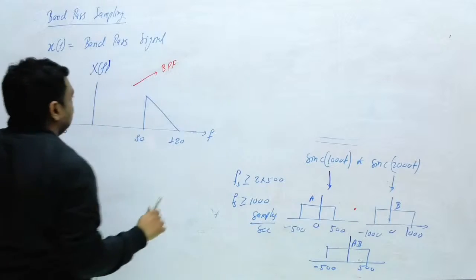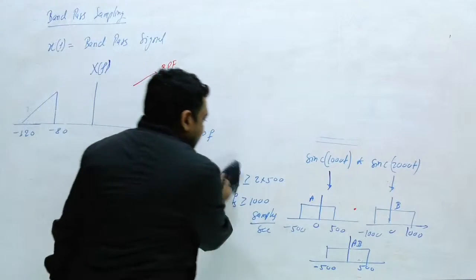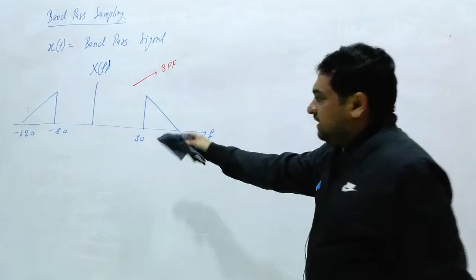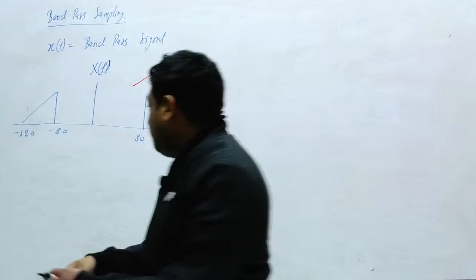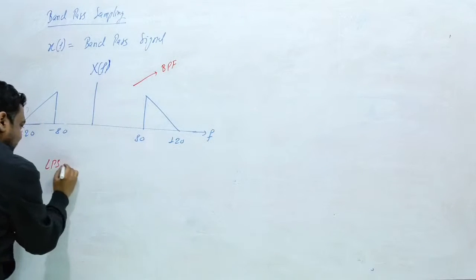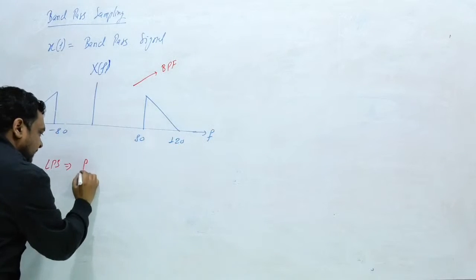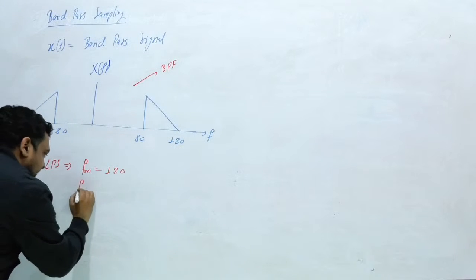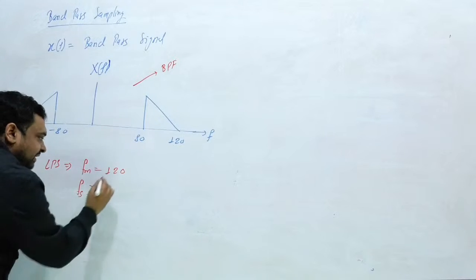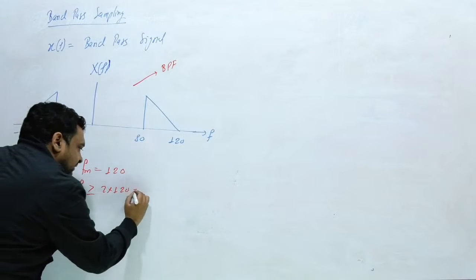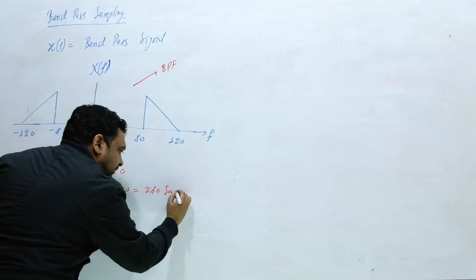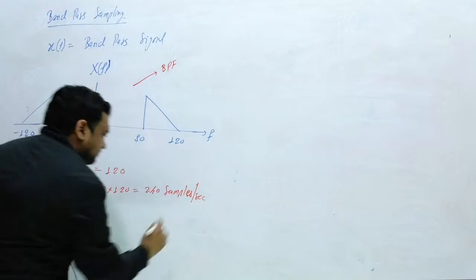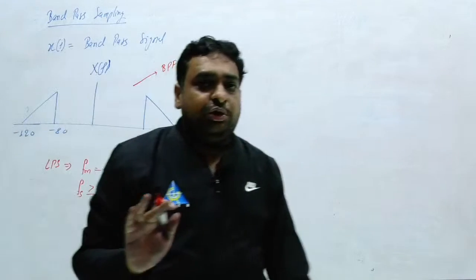Now, which sampling will you do here? If you do low pass sampling, if you consider this as a low pass signal, for example, what is the fm? You will assume fm here as 120. So what will be the Nyquist rate or minimum sampling frequency? 2 into 120 is equal to 240 samples per second.